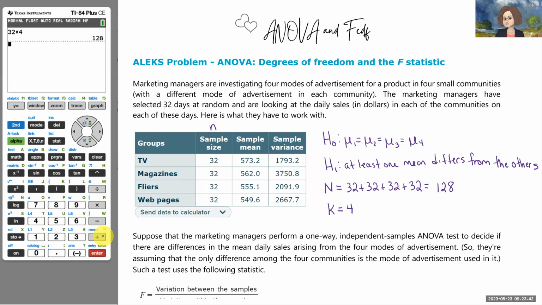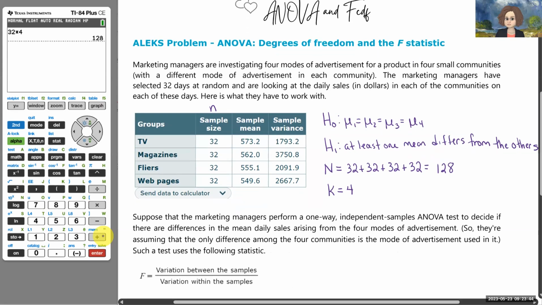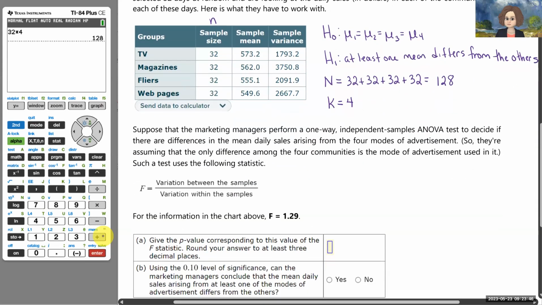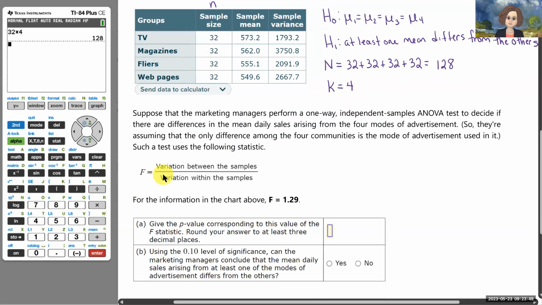All right, so scrolling down a bit here. So the F statistic, which looks at the variation between the samples and the variation within the samples, rather than having to calculate that ourselves, they provide us with the information. So they give us their F statistic of 1.29, and we will find the p-value associated to it and draw a conclusion. So let's start with F statistic.